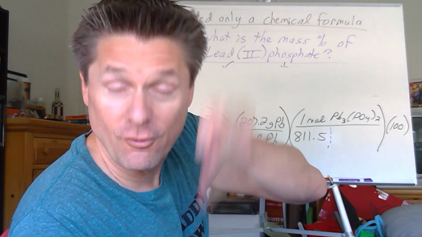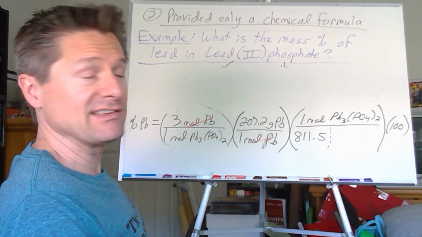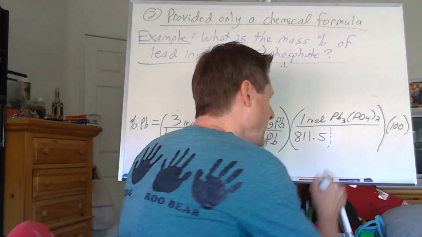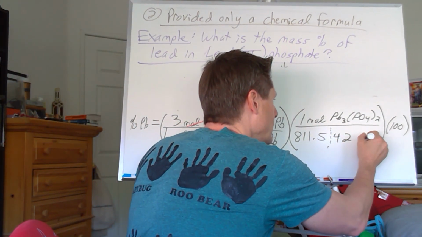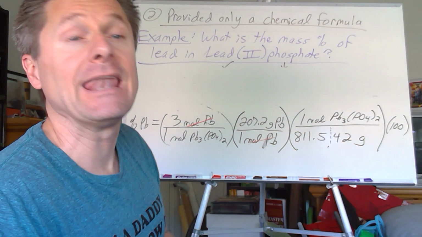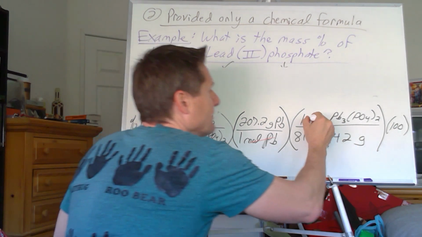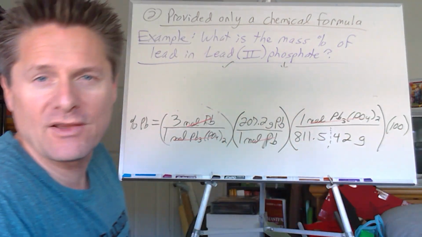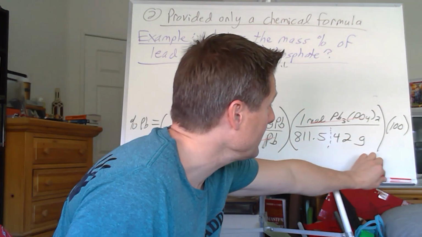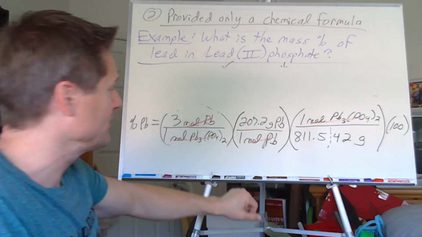Put the vertical dash line there because we're stuck to 1 decimal place because of the lead. 811.5 0.42 grams of the lead 2-phosphate. That allows you to cancel out moles. See the beautiful unit line equation? Very easy for someone to read and see what's going on there.